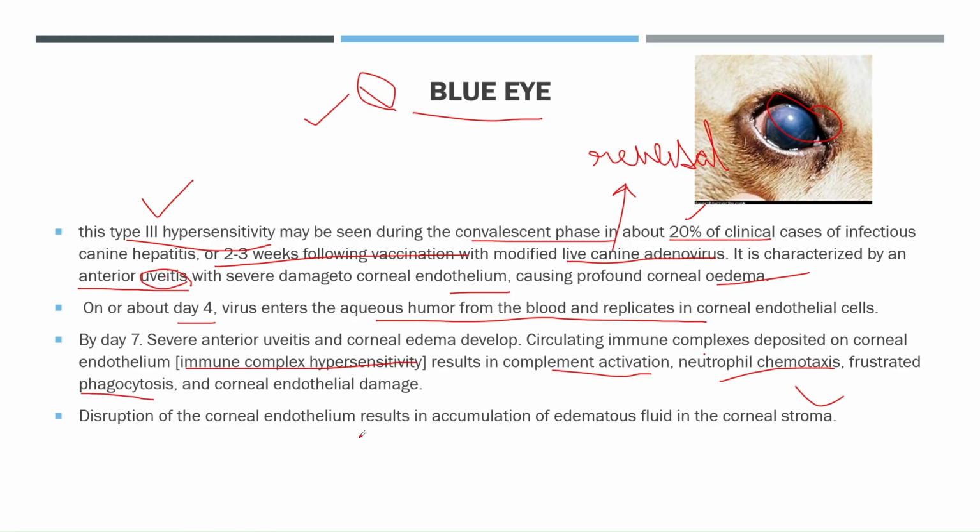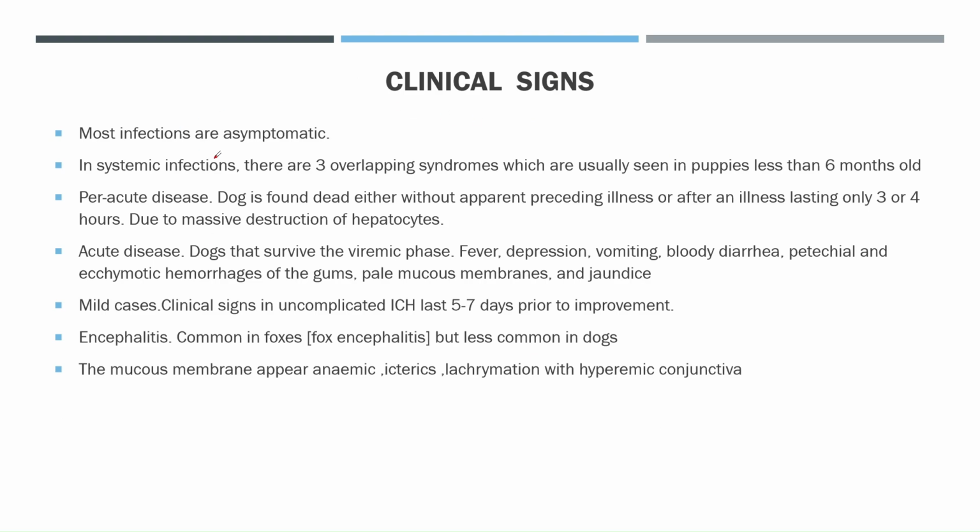Now disruption of corneal endothelium results in accumulation of edematous fluid in the corneal stroma, leading to corneal edema or blue eye. Now clinical signs: most infections are asymptomatic. In systemic disease, 3 overlapping syndromes are usually seen in puppies of less than 6 months. Okay, so we'll see peracute, acute. Okay, the dog is found dead. If it is peracute, you will find the dog dead, either without apparent preceding illness or illness of only 2 to 4 hours. Okay, this is due to massive destruction of hepatocytes.